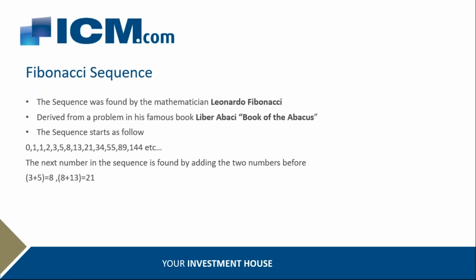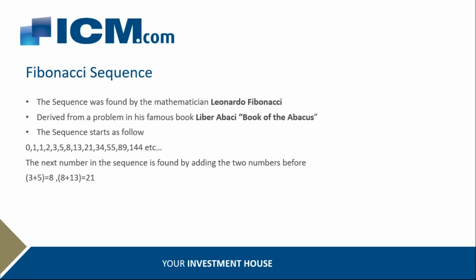The sequence starts as follows. You can see, for example, 0, 1, 1, 2, 3, 5, 8, 13, 21, 34, 55, and it goes on like this. The Fibonacci sequence is a series of numbers where each number is equal to the sum of the two numbers before it.